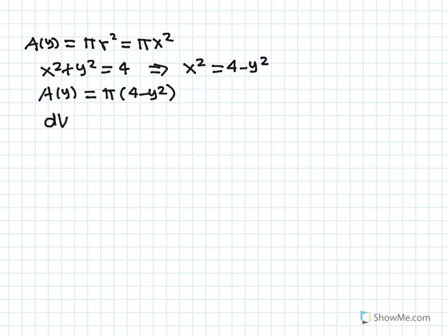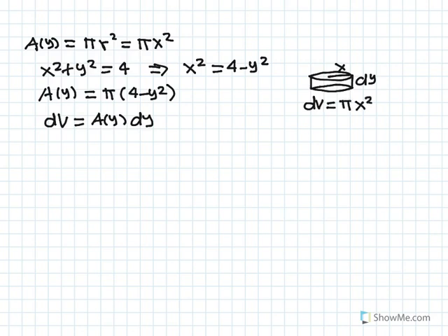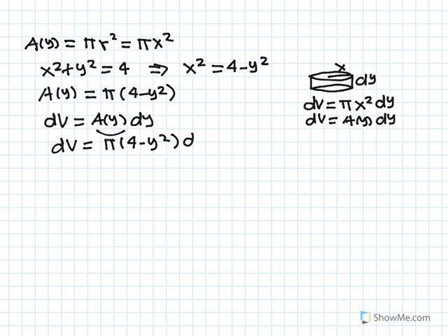Now let's find the differential volume. The differential volume is going to be the cross-sectional slice times dy. Let's draw a diagram. Here is the disk, the radius is x, and dy is the height. So differential volume is pi times radius squared times the height, which is dy. Differential volume is A of y times dy. We already found A of y, the cross-sectional slice, as a function of y, so let's substitute that in. We get pi times 4 minus y squared times dy. This is the volume of a thin disk of water.